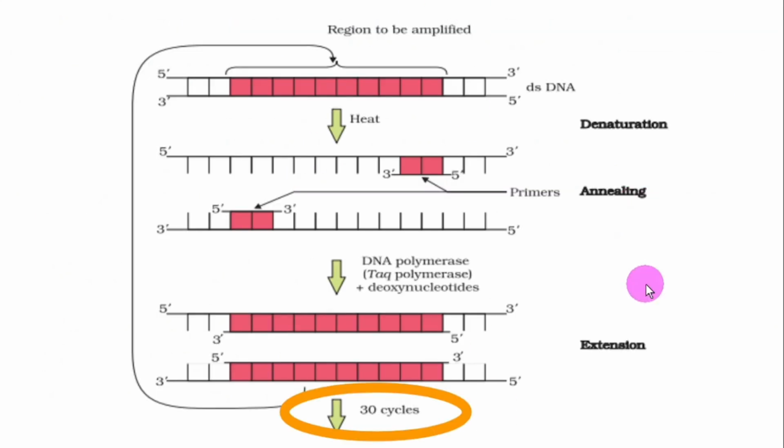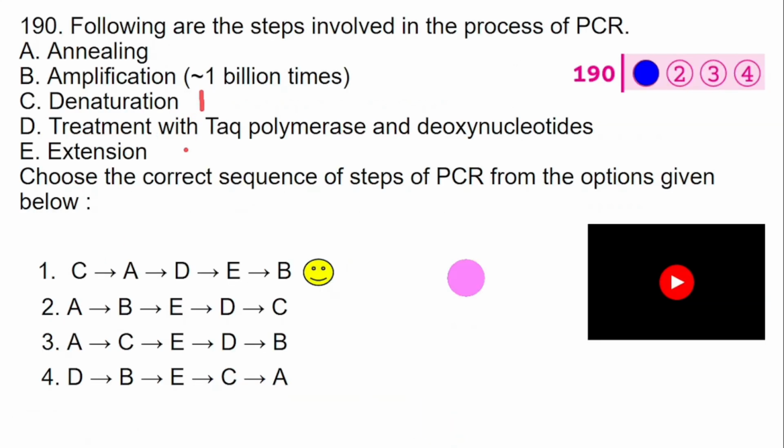This is the one. So the first step is denaturation, then followed by annealing, and then treatment with Taq polymerase and deoxyribonucleotides. Then finally extension of the primer, and this is repeated 30 cycles to finally get the amplified DNA. C is denaturation, step number 1. A is annealing of the primers. Then D is treatment with Taq polymerase, third step. Then E is extension, step number 4. And finally, the end point is amplification, 1 billion times.